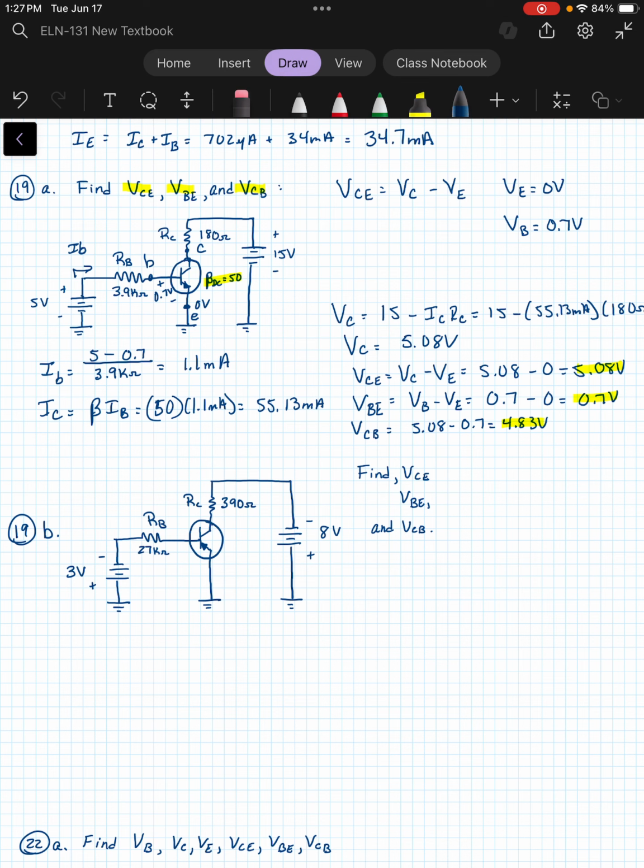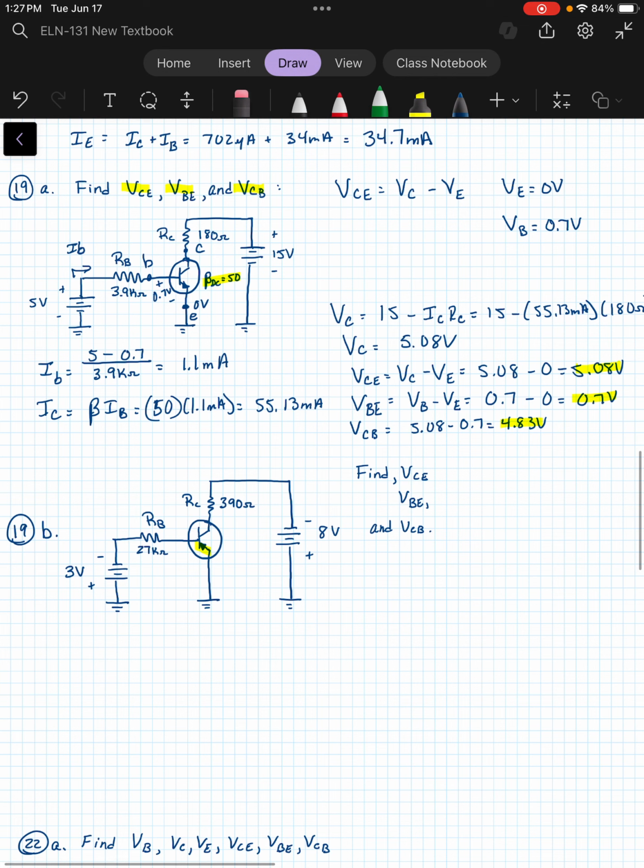All right, so for part B, now this time we see that our voltage sources are turned around. They're both swapped into the opposite direction. But we also note that the arrow here at the emitter is pointing in, which makes this a PNP transistor. So remember, that means that we've got P-type material here at the collector and at the emitter, and we've got N-type material here at the base.